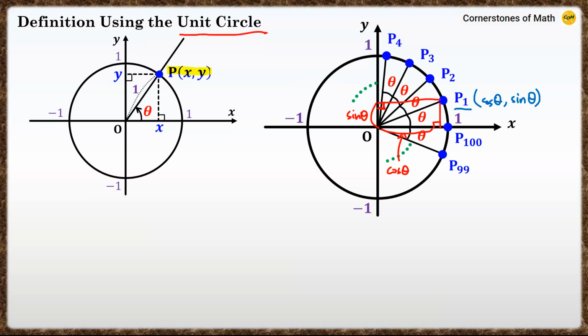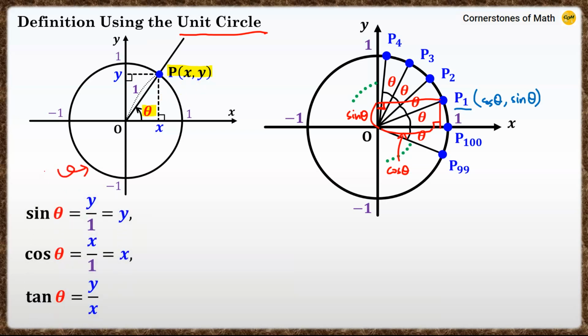Let point P, which is (x, y), be the intersection point between a half line with angle theta to the positive x direction and a unit circle. Then the trigonometric functions are defined as: sine theta is defined as y, cosine theta is defined as x, and tangent theta is defined as y over x, which is sort of an expanded, generalized definition compared to the definition using a right triangle.